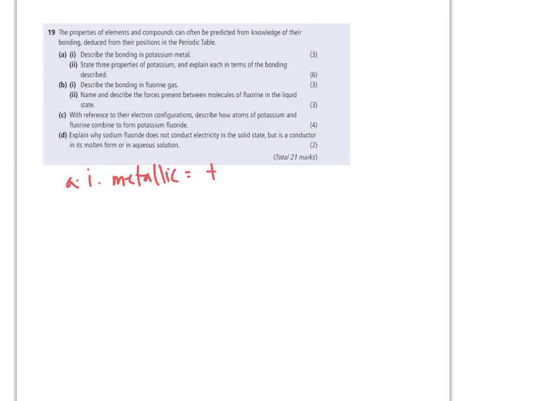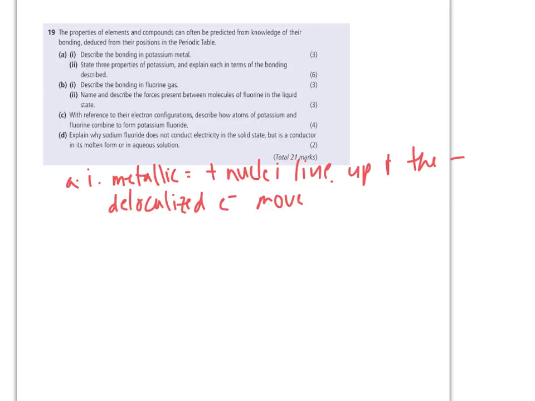So that means the positive nuclei line up and the negative delocalized electrons move freely throughout that structure. And it gives me a lattice of positive cations with 1 valence electron free floating among there per potassium atom.